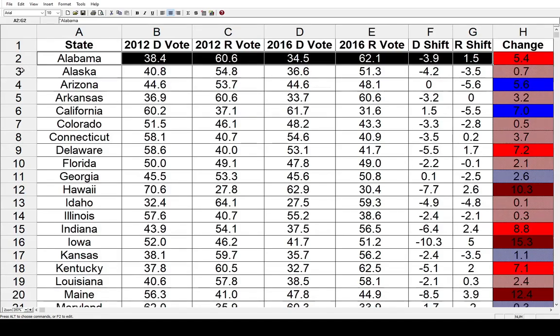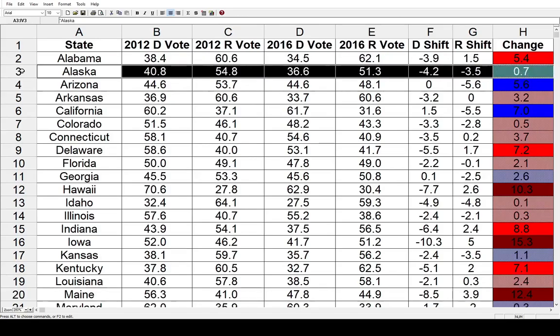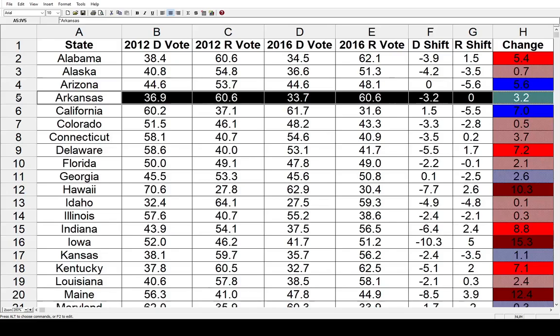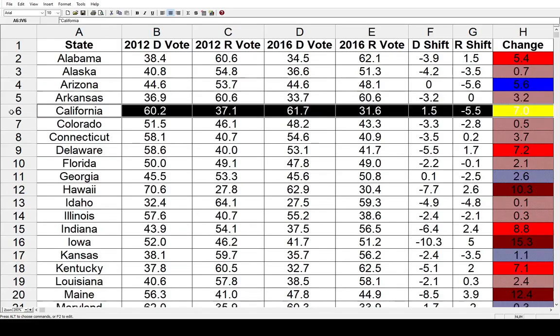Next state is Alaska, and we can see both parties lost support there. 4.2% for the Democrats, 3.5% for the Republicans. Here's a state where the third-party vote definitely played a role. But in the end, the result was still a net 0.7% shift in favor of the Republicans. Next, in Arizona, this state went to the left by 5.6%. Arkansas, that went back toward the Republicans by 3.2%. Next, in California, they went 7% away from the Republicans and toward the Democrats.